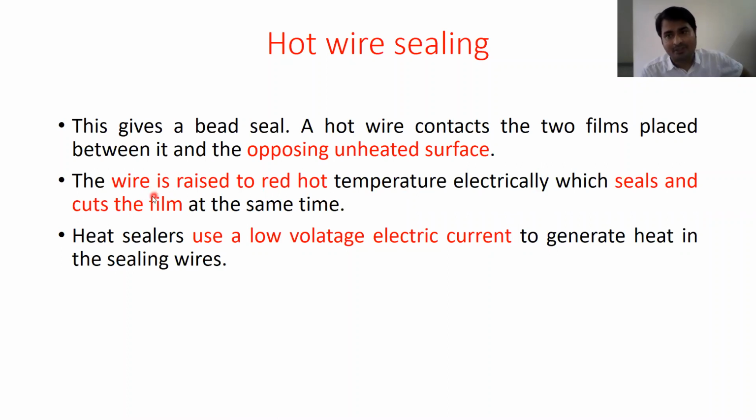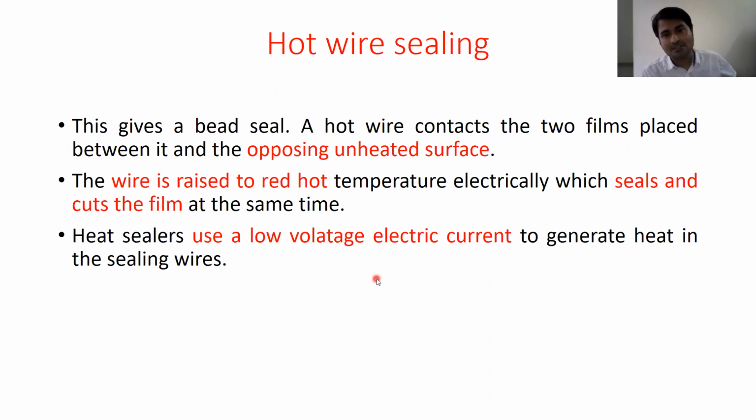If we raise the temperature of this wire, what will happen? The packaging film which is placed between the jaws of the sealer will melt. At the same time, what will this sealer do? It will fuse and cut the film. In hot bar sealing, what is happening? It only joins. But here, in hot wire sealing, it joins and at the same time cuts and removes it as well. Okay? So this heat sealer uses low voltage electric current.